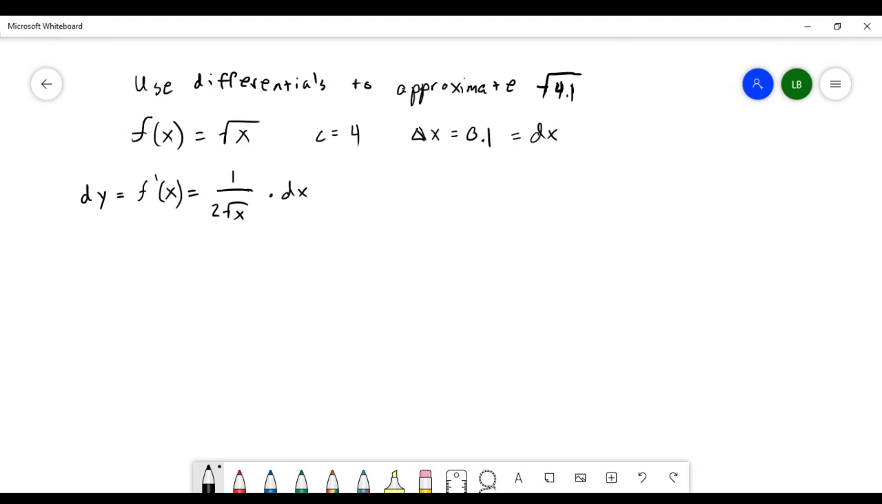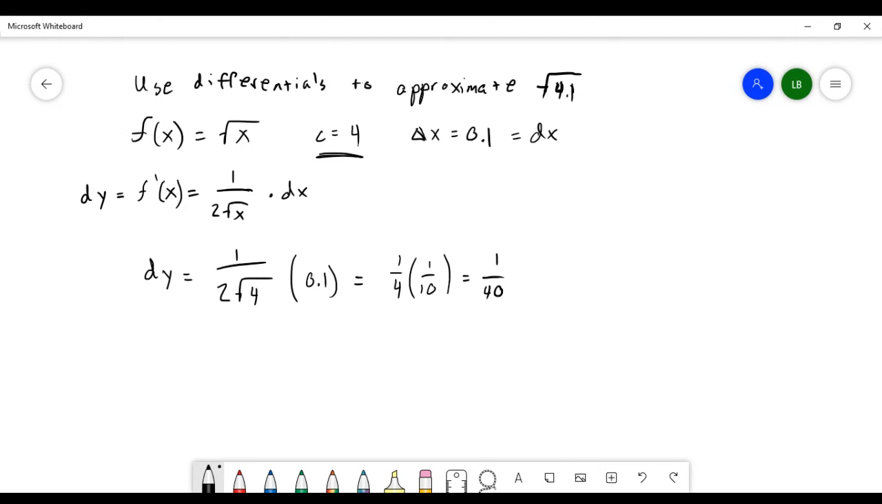So we can say that our change in y is equivalent to our first derivative at our point multiplied by our small change in x. In other words, dy is equal to 1 divided by 2 square root of, we're going to use the c value of 4, times our dx, which is 0.1. And the square root of 4 is 2, so 1/4 times 1/10, which is 1 divided by 40.